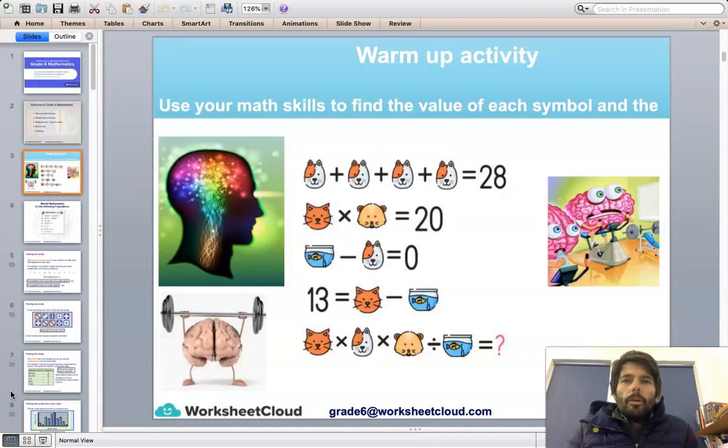So by now you know you need to find out the value of each symbol and the question mark at the end. I've now put you guys up onto a different level of these activities, so they will start getting a little bit more tricky. And my hint for you today is to remember the order of operations. Divide comes first, then multiply, then add, and then subtract. Give this activity a go and then press play to see how you get on.